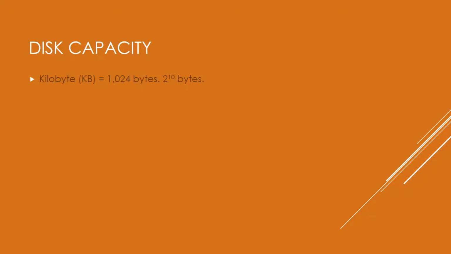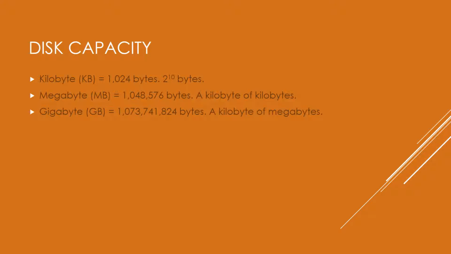So for example, a kilobyte or a KB is approximately 1024 bytes. Kilo meaning 1,000. A megabyte or MB is essentially 1,000,000 bytes. So it's a kilobyte of kilobytes. A gigabyte or GB is that number there. So you can see that it is a kilobyte of megabytes. And then a terabyte or TB is that number, which is a kilobyte of gigabytes.